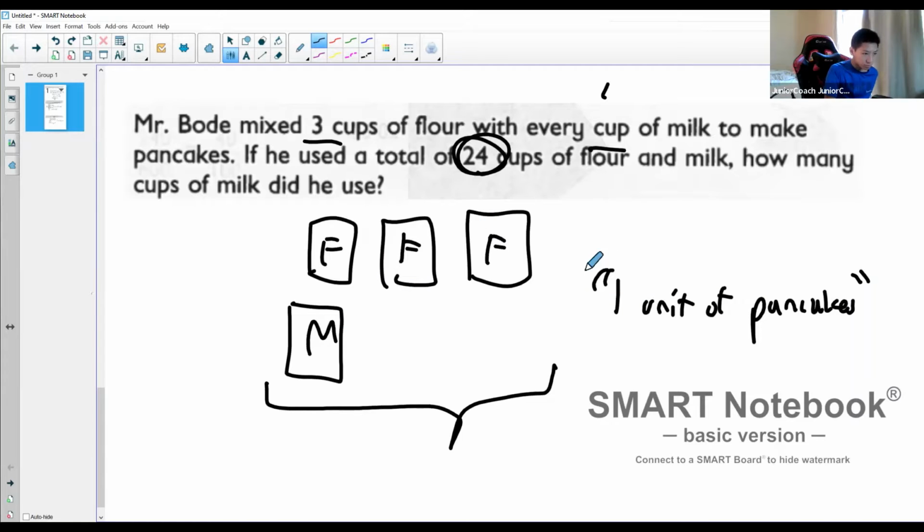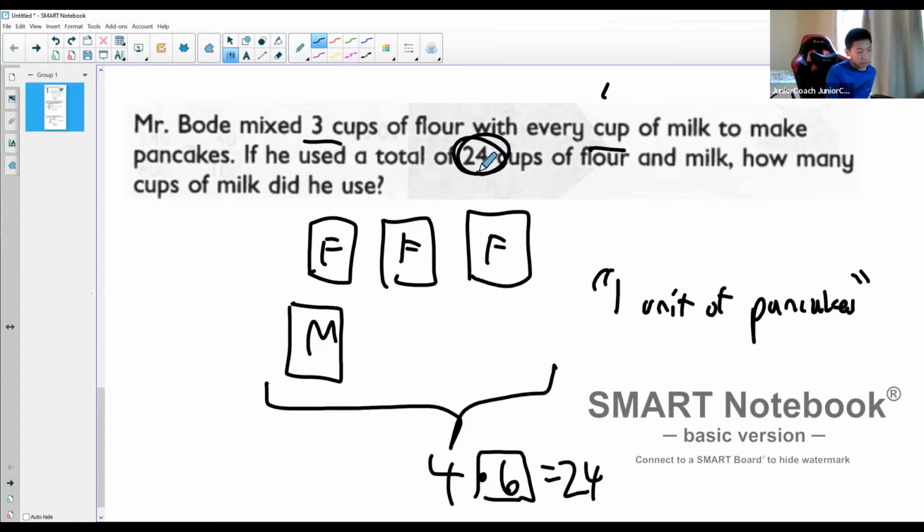And so if we know he used 24 total and there's 4 here, that means he did this 6 times to get 24 total. So if he had 6 units of pancakes, basically, that means that there were 6 cups of milk as well.